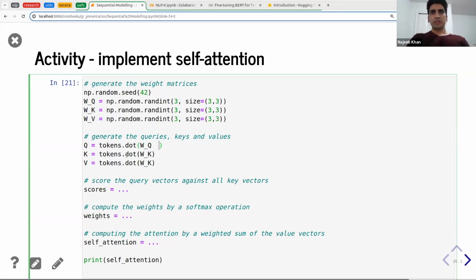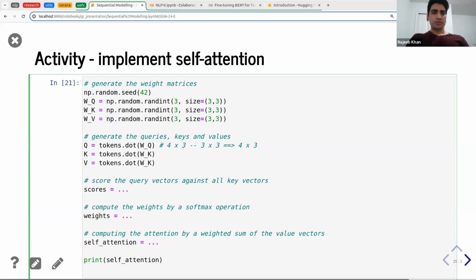Okay, so my tokens are 4 by 3, and the W is 3 by 3. So this will result in a matrix of size 4 by 3. And similarly for the other query, key, and value matrices as well.